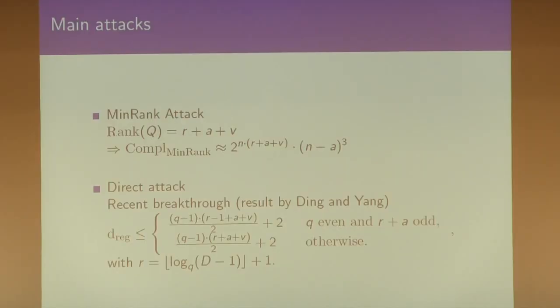So if you ask me about the security, the security system is related to the MinRank problem. It turns out that the MinRank attached to the system relates to r plus a plus v. a is the minus term, v is the vinegar. This r is the rank of the original HFE polynomial, basically log with the base q of d.